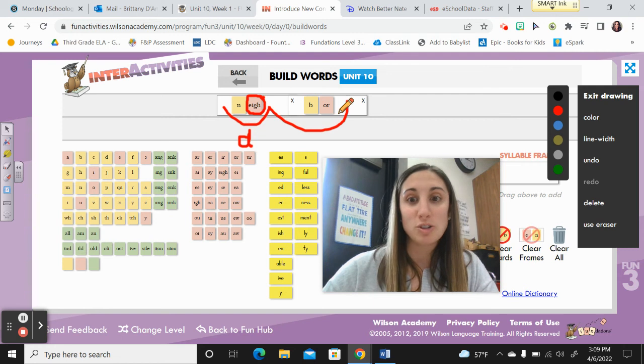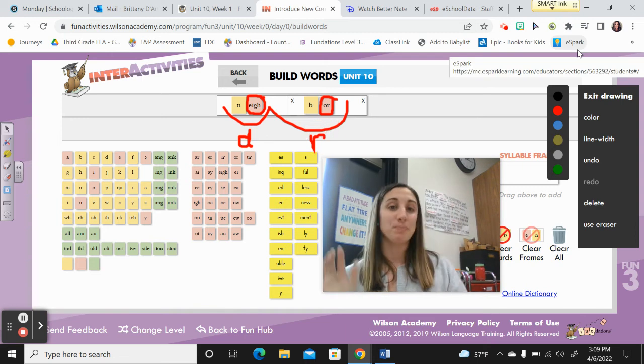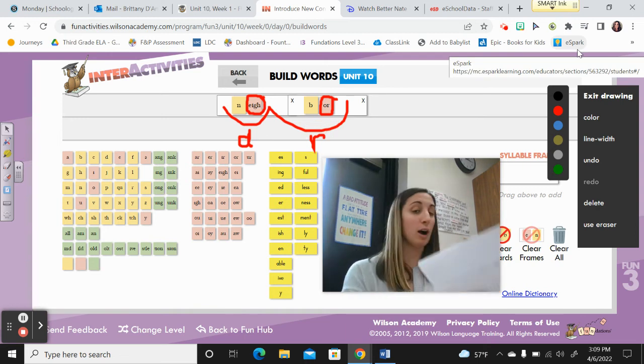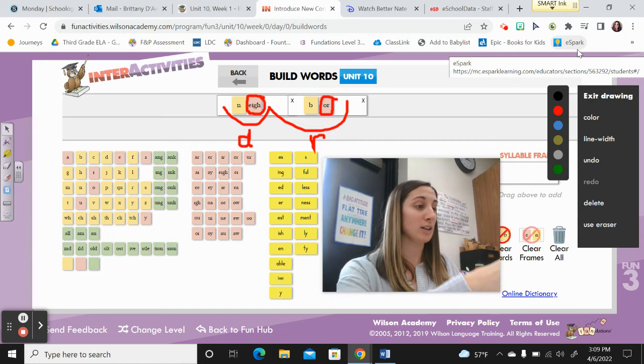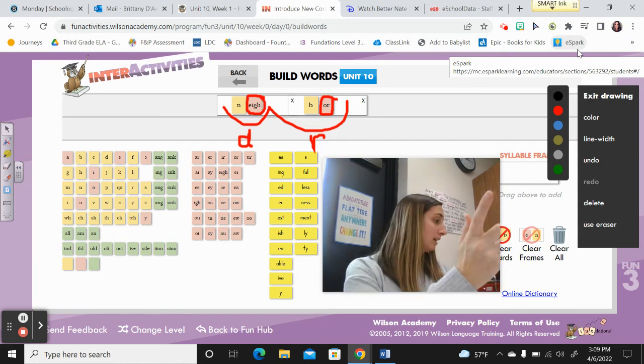What did we do with R controlled from Unit 9? Circle the R controlled, and it's what kind of syllable? Label it R for R controlled. Okay, so go ahead into your student notebook now to the vocabulary section. I think, yep, I was right.